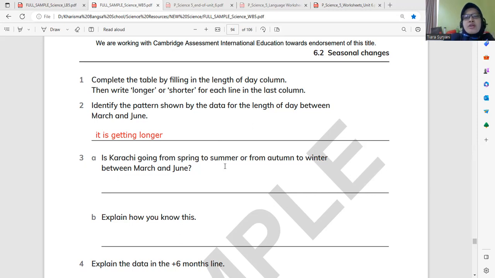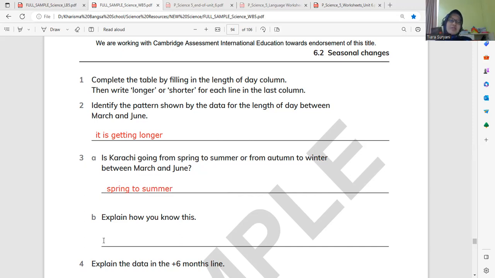Okay, so if the day is getting longer, it becomes hotter. So if it becomes hotter, it is not possible if it's going to be winter. So the best answer that we can choose between spring to summer or autumn to winter is spring to summer.